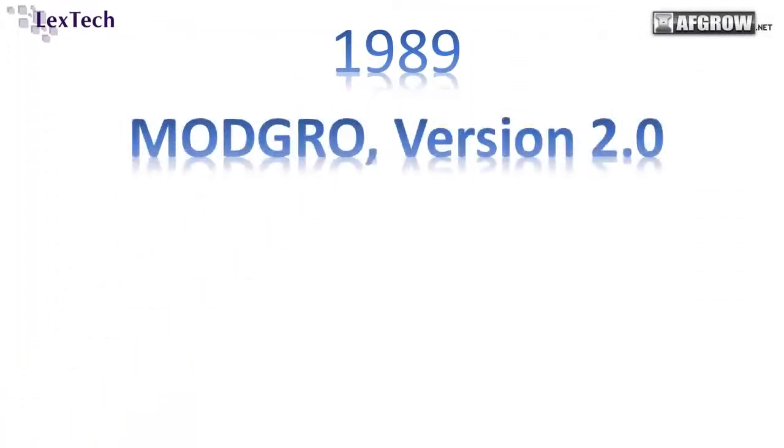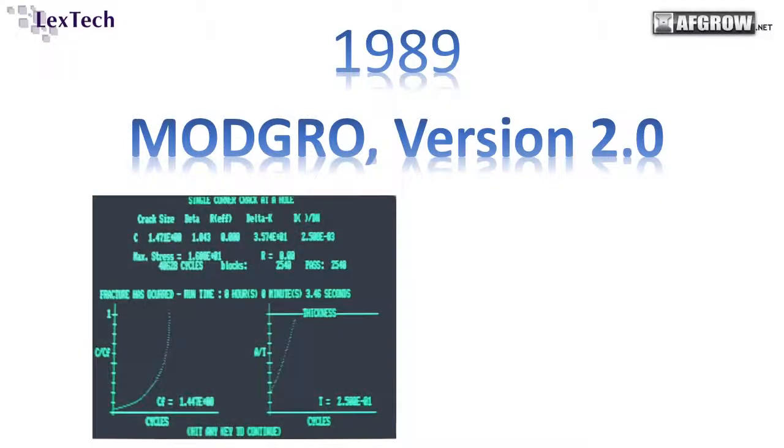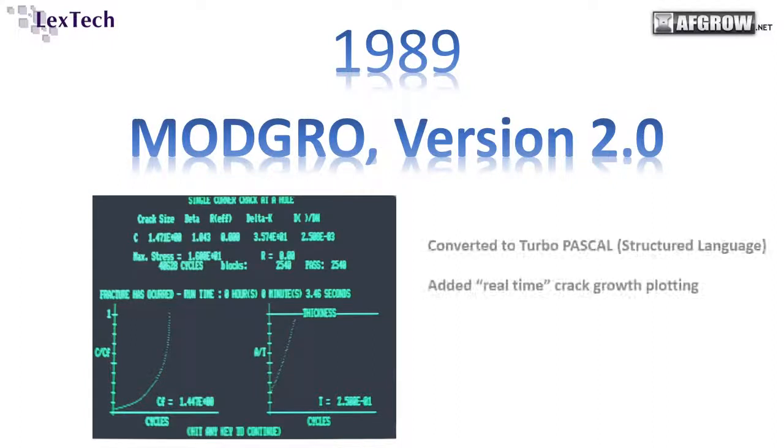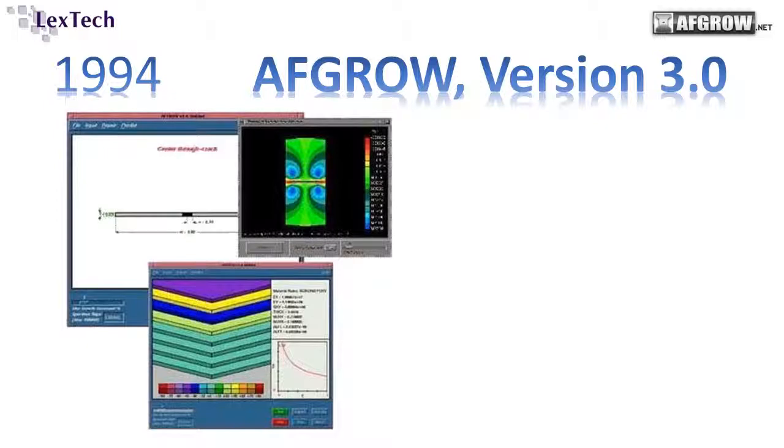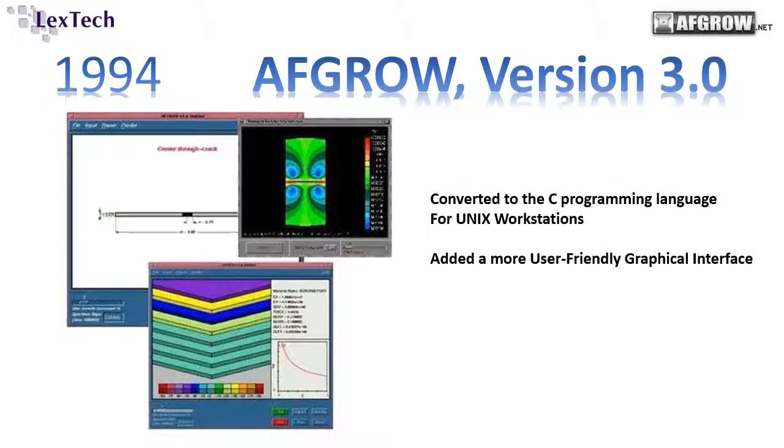In 1989, version 2 was created in Turbo Pascal and was the first time it included real-time plotting. In 1994, AFGROW version 3 was developed for the Unix workstation, and it was the first version to have a really friendly user interface.